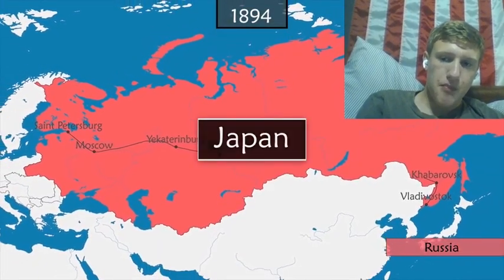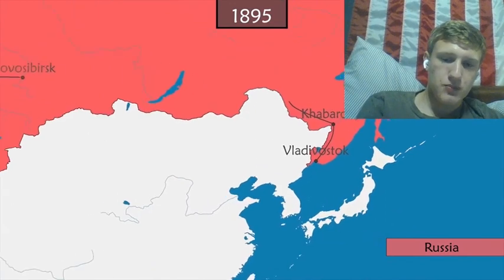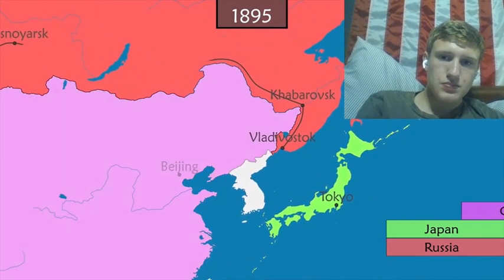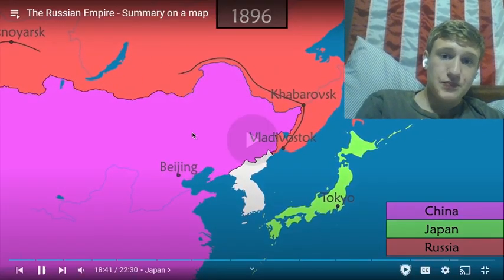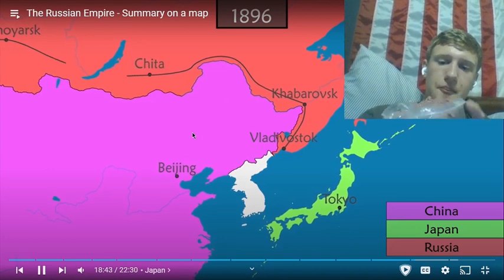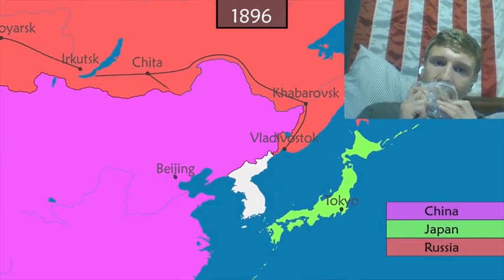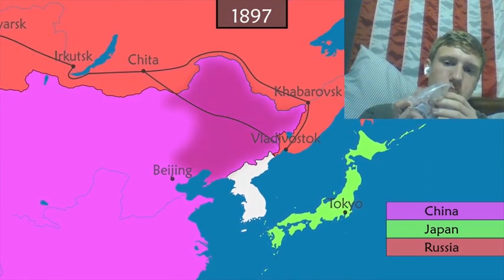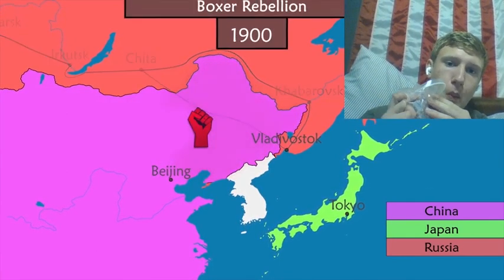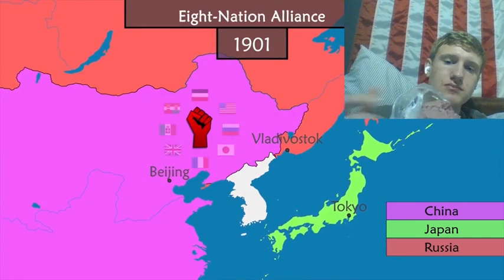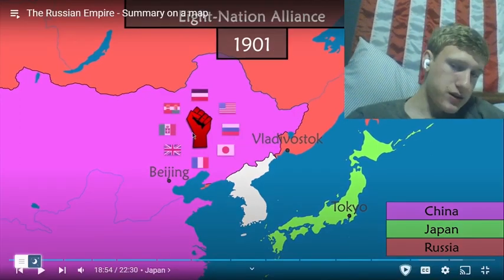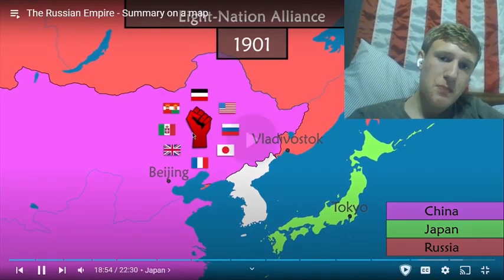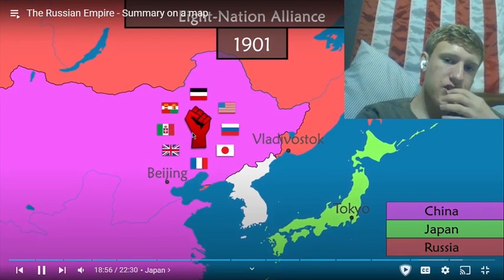In 1895, expansionist Japan defeats China. The new Emperor Nicholas II takes advantage of China's weakness to obtain authorization to build a railroad that crosses Manchuria. But in China, a revolt, the Boxer Rebellion, undermines the Qing dynasty, and an international alliance intervenes to quell the revolt.